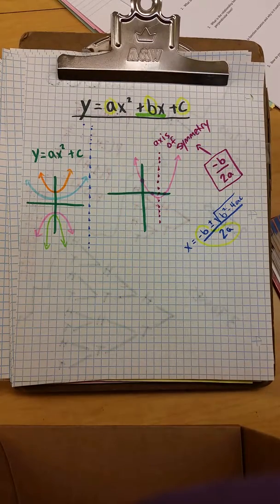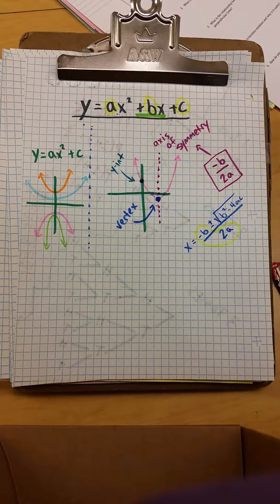The next thing we need to learn to do is to find the vertex. Once you know the axis of symmetry, you can just plug that in as your x-coordinate to find your y-coordinate, and then you have your vertex. We'll go into this more in a second. Your constant term is still your y-intercept, and we use the letter c for our constant term in quadratics.